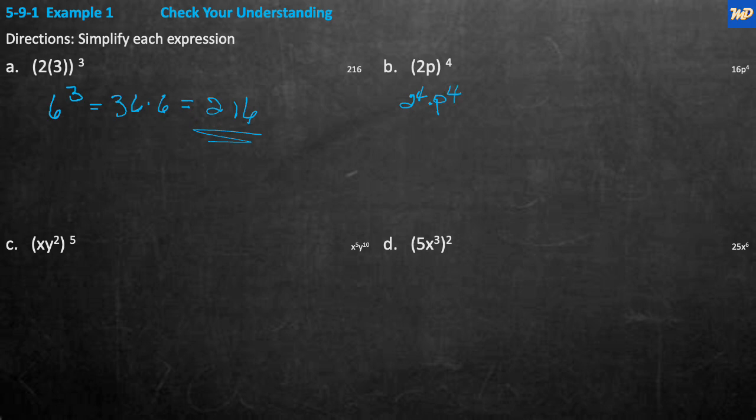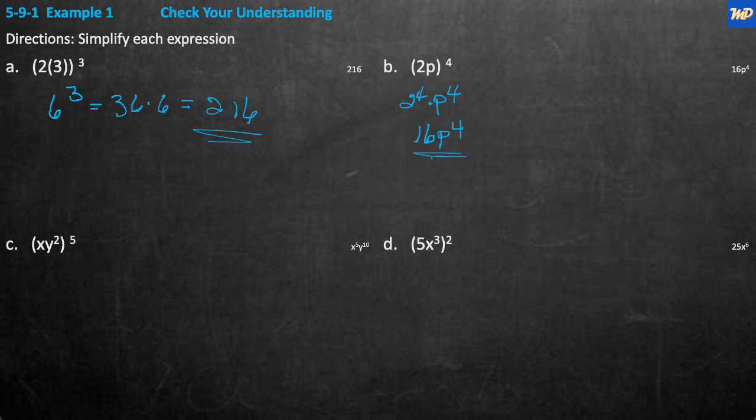And what is 2 to the 4th power? The p to the 4th power is p to the 4th power, but 2 to the 4th power is 2 times 2 is 4, times 2 is 8, times 2 is 16. So it's going to be 16 p to the 4th power.